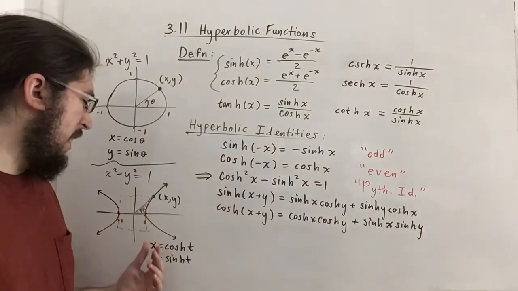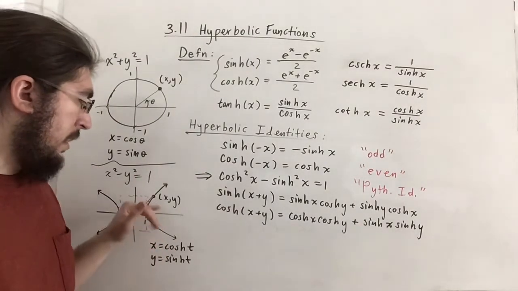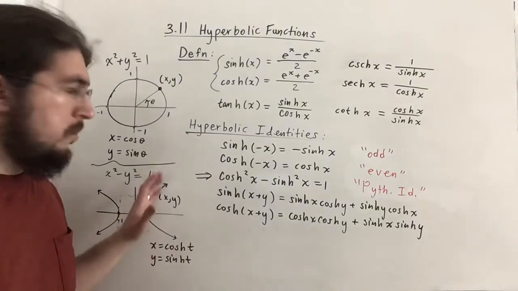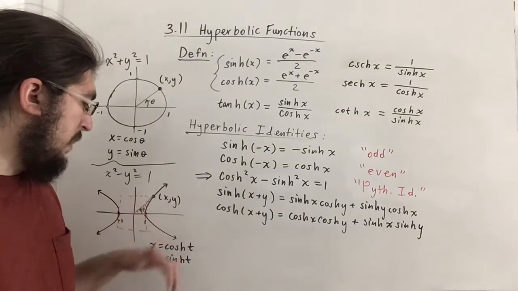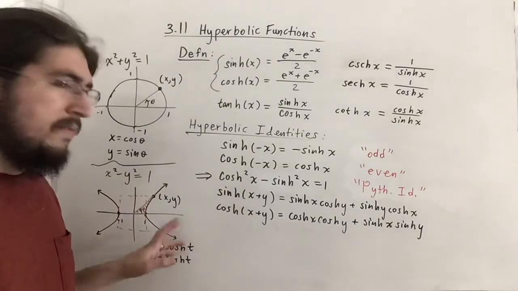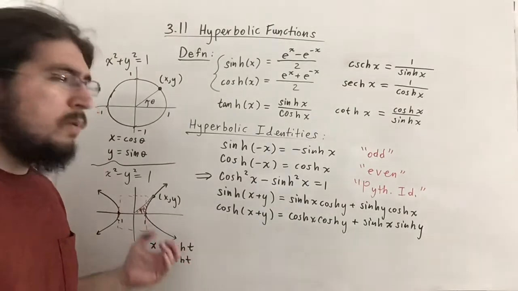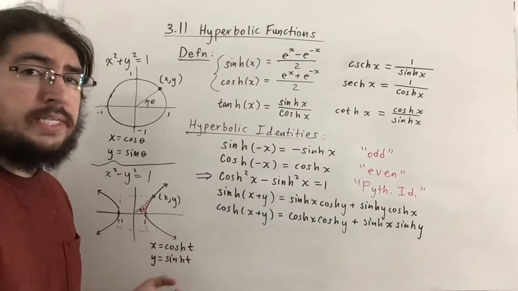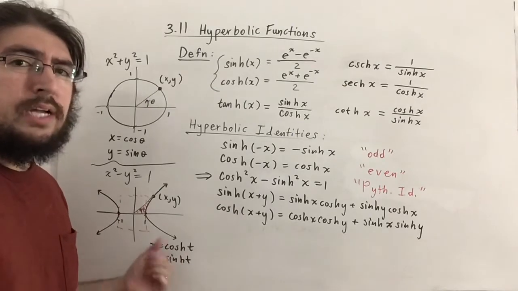Here you can say that x and y, again, a point on the unit hyperbola, are represented by cosh and sinh of a parameter t. These are what are known as parametric equations. T usually stands for time.